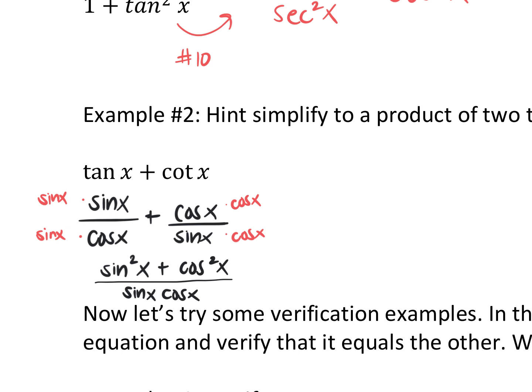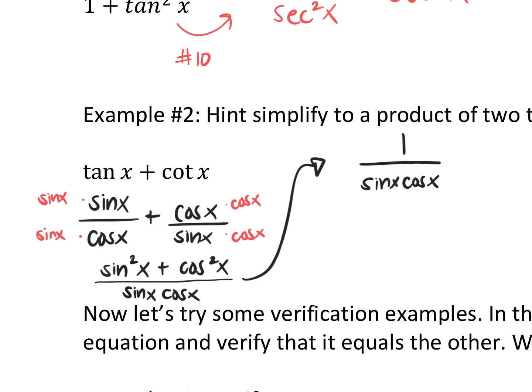Okay, so this is not quite a product of two trig functions yet, right? So let's keep going. I've got two squared trig functions, so let's look at our Pythagorean identities. Is there something about sine squared, cosine squared? Yeah, what does it equal? 1. So we're going to rewrite this. This is now equal to 1 divided by sine of x cosine of x.